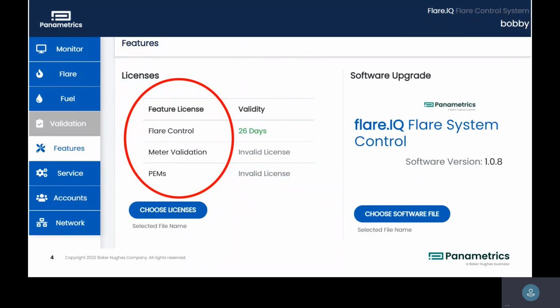In terms of software, it's basically one piece of software, and it has 3 main features. One is digital verification we just talked about. The other 2 are flare control, and what we call PEMS, which is basically combustion efficiency and CO2 emission monitoring. Of course, depending on which license you buy, you can have those features.